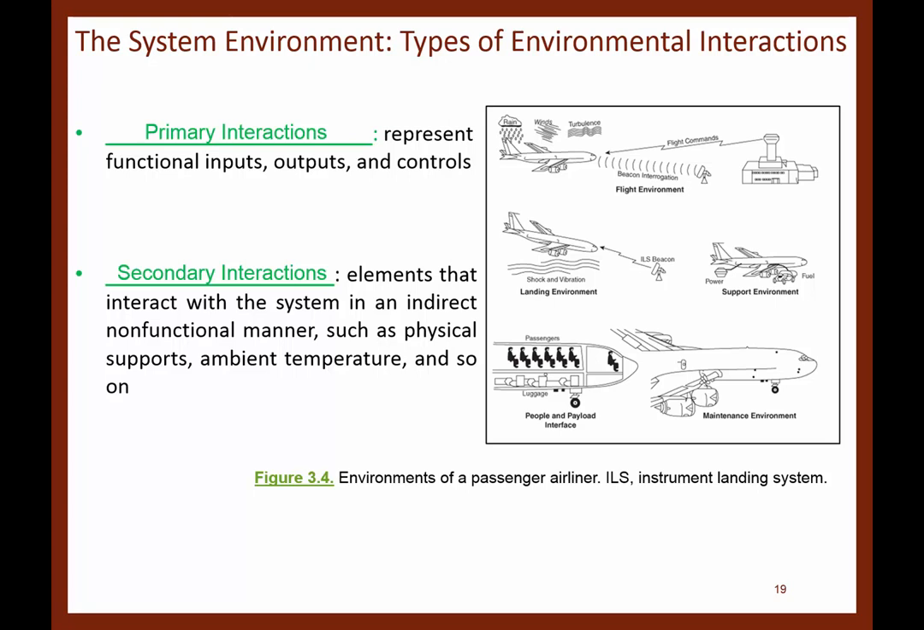And I'm showing you an example here for this airplane and the environment. So there's a flight environment in which you are going to have information being passed through the flight command towers, and then you have the environment also affecting the aircraft. So we have the rain, the wind, the turbulence. The landing environment, the support environment, this could be considered a secondary interaction. It is not affecting the performance of the system. You're just taking down the luggage, putting back new luggage, and also putting some gas and so on. Passengers, that can have an effect. The amount of passengers that you are bringing inside the aircraft can have an impact in terms of how much gas you need to put into the aircraft and so on. And then the maintenance environment.